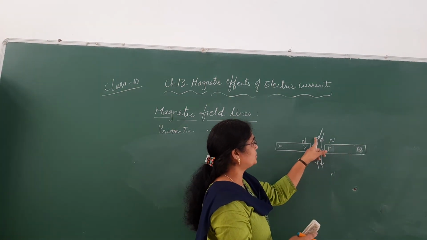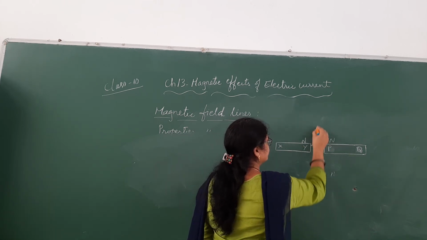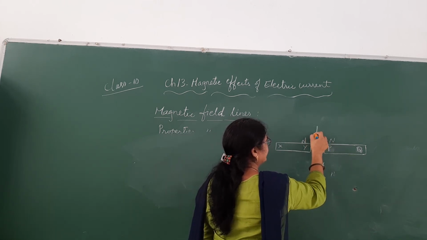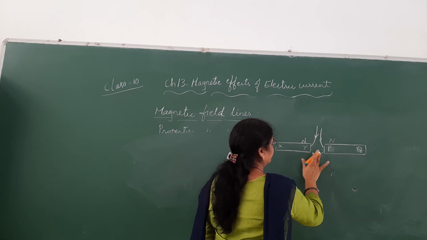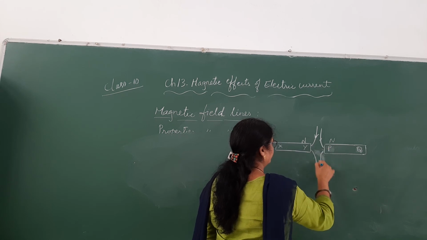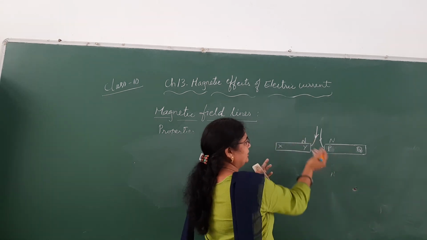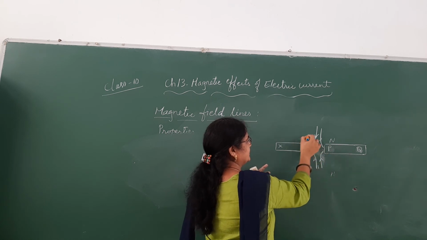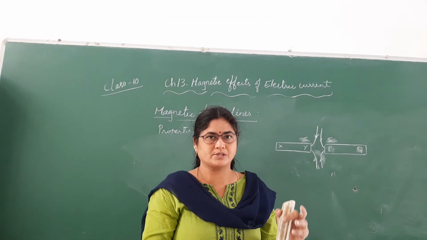Instead of showing the arrow marks outside, if I draw the figure like this, with the arrows inside, they are repelling each other but the field lines are coming inside. Then we can say these two are south poles, similar poles and south poles too.